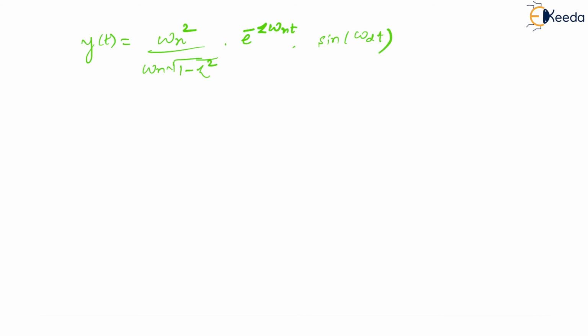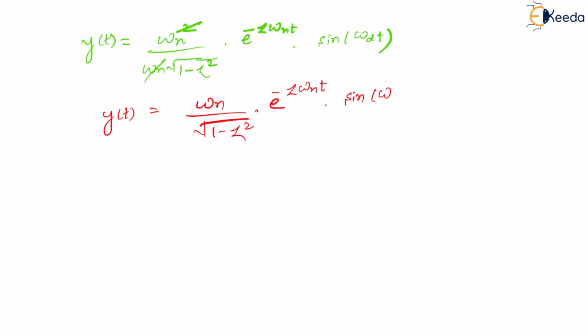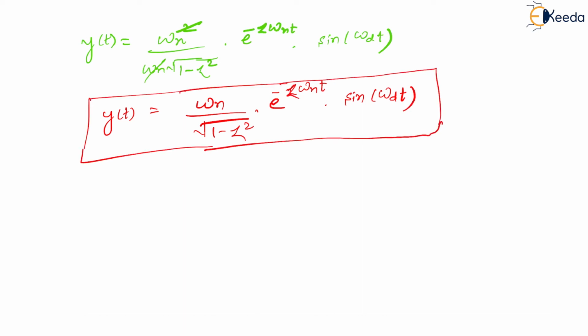Is that correct? Yes. Now let me just cancel this omega n here and one omega n here. It is gone. So what do we have at last? What is the final expression? At last the final expression is going to be omega n upon under root of 1 minus zeta squared into e to the power minus zeta omega n into t into sin of omega d into t. Correct? Is that right or wrong?